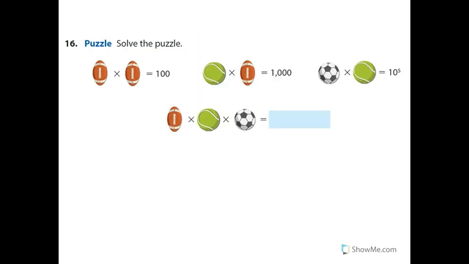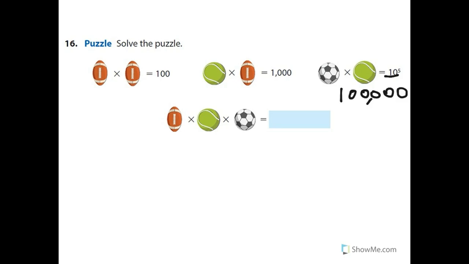Number 16 is a cool puzzle. It says solve the puzzle. So what I want you to do is figure out this puzzle. We haven't done powers of 10, so I'm going to show you what that's going to be real quick. It is 1 with 1, 2, 3, 4, 5 zeros. So it's 100,000. All right, but what I want you to do, I want you to solve this puzzle.